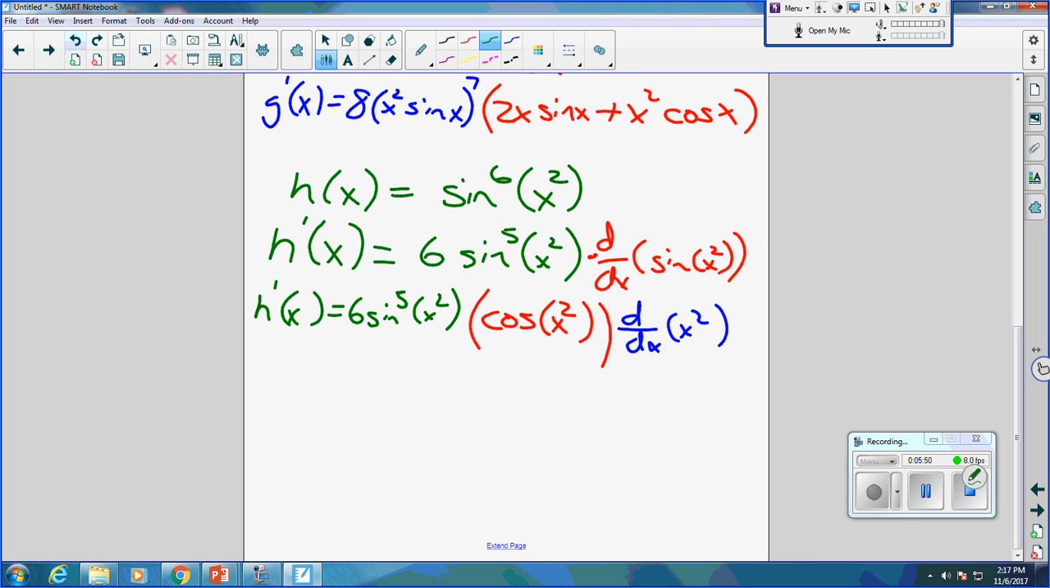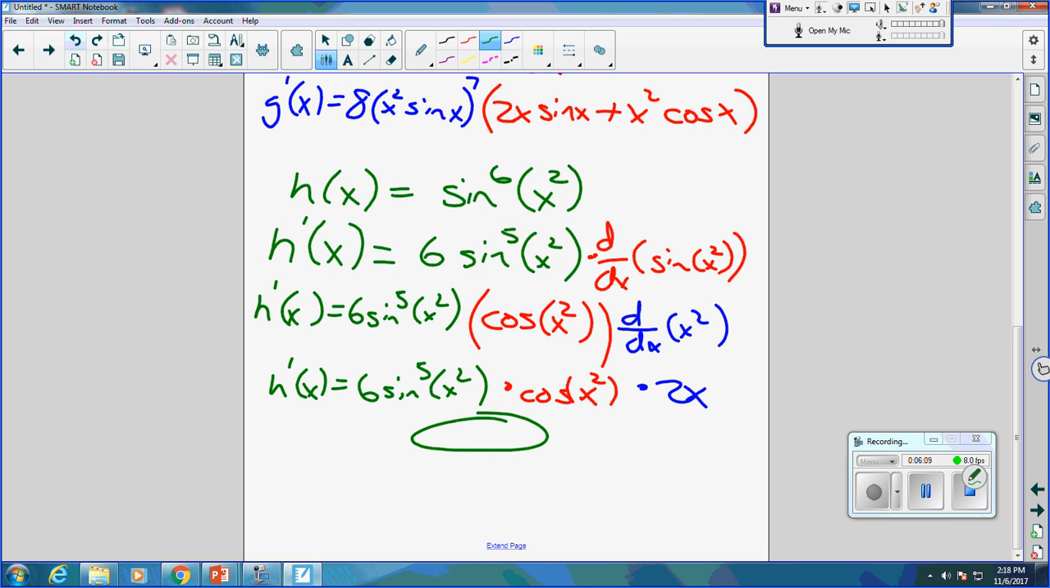So my answer to this problem, holy crap, right, is 6 sine to the 5th of x squared, times cosine x squared, times the derivative of x squared, 2x. And everyone, when I talk about the chain rule, I joke this one had 3 links. All right? Keep practicing.